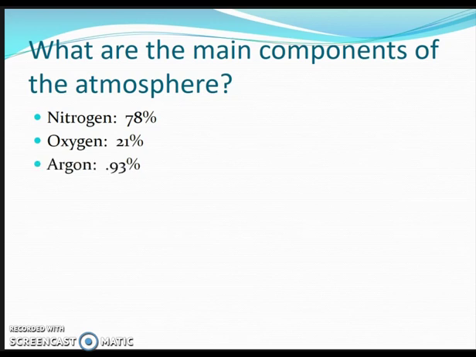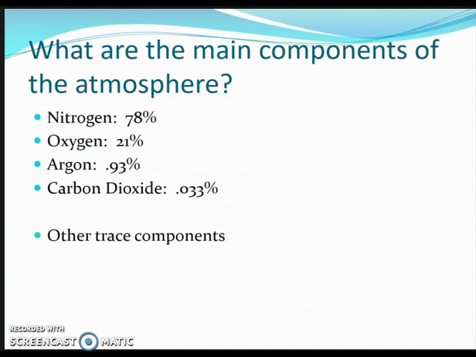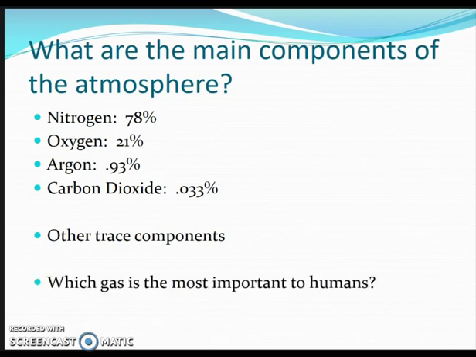So we have argon at 0.93% and carbon dioxide at 0.033%. In addition, if you were to do that whole entire math, it's not quite 100%, so we do have other trace components mixed in. So which gas do you think is the most important to humans? Hopefully you said it's oxygen. We need oxygen for all of our cellular functions within our body.